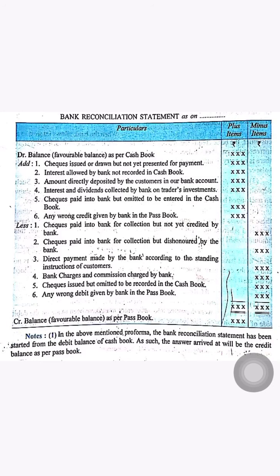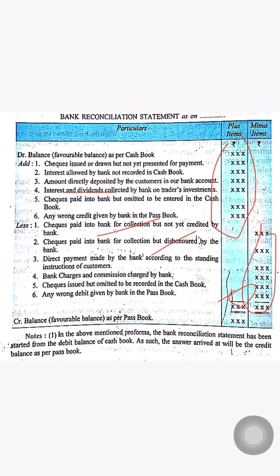Okay, so which amounts will be added, like check issued but not presented for payment, interest allowed by bank, amount directly deposited by the customer, etc. And in the less column, check paid into bank for collection but not collected, check paid into bank for collection but dishonored, etc. Okay, then we will add the plus amounts and write the total here, and add the minus amounts and write the total here. Then we will subtract these two amounts and our answer will be here.